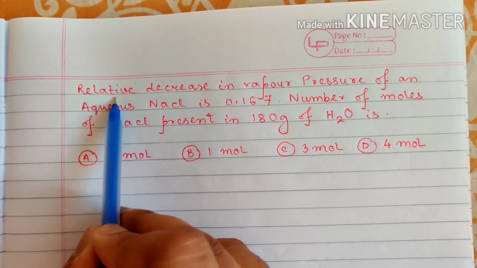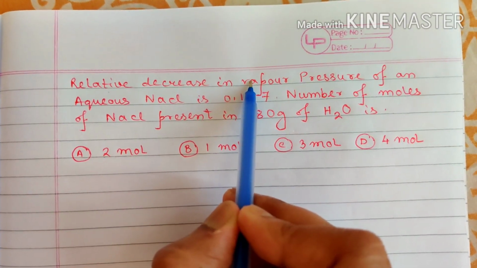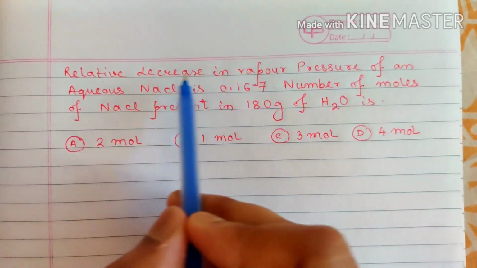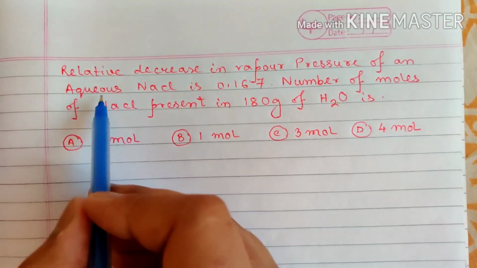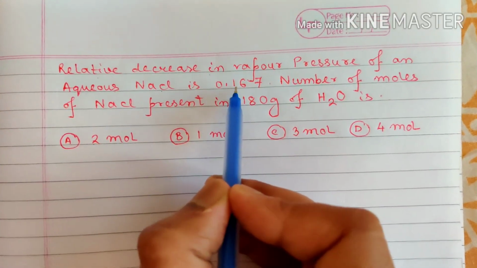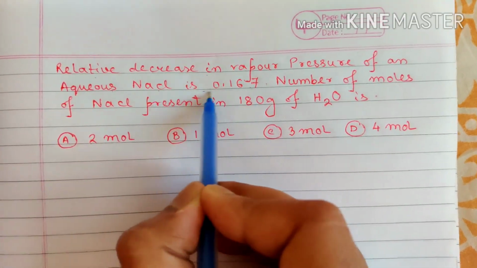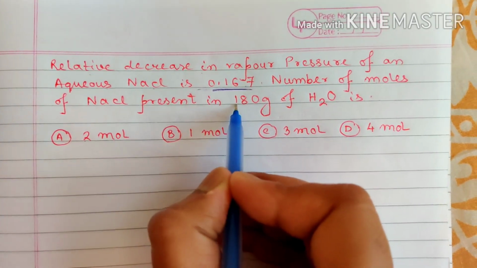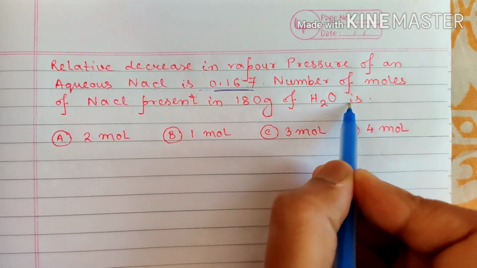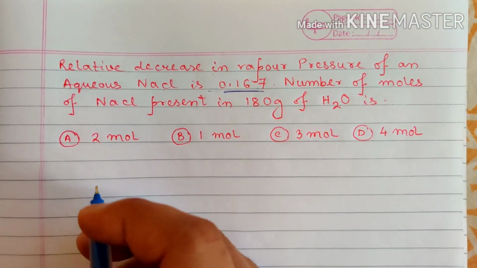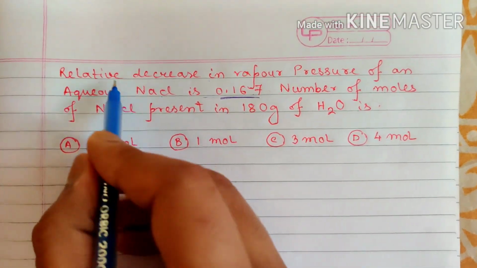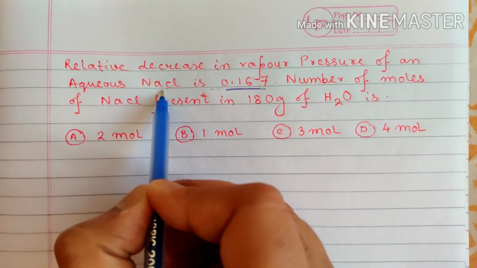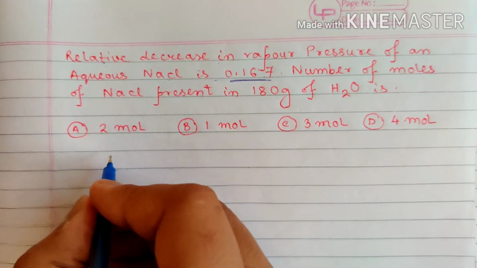The question is: relative decrease in vapor pressure, which of course is a colligative property, of an aqueous NaCl is 0.167. So this value is already given. The number of moles of sodium chloride present in 180 gram of water is, out of these options, which one? So we have to find out the number of moles of NaCl present. Obviously it's an aqueous solution.